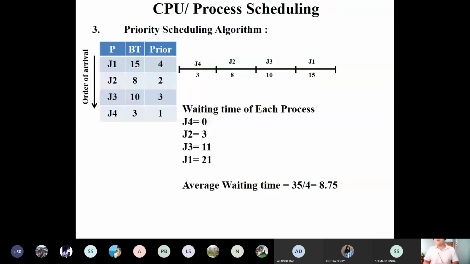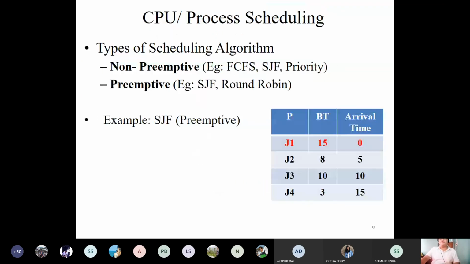So this is about the SJF, FCFS and priority scheduling algorithms. You require these algorithms because in the upcoming lab you will be using them for implementation.